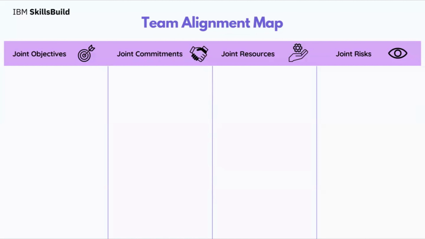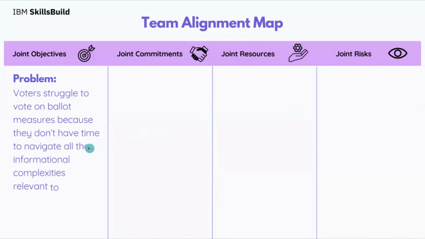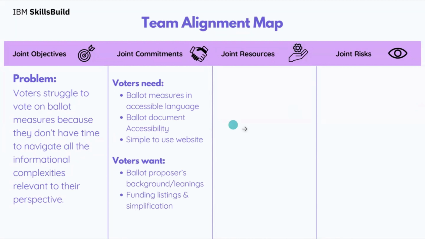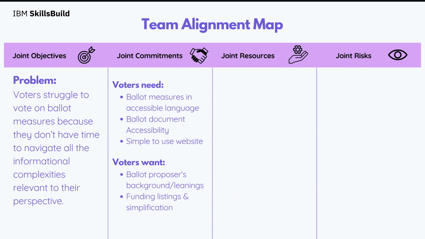So moving on, we first developed a team alignment map here. We identified the problems here, the voters' needs and expectations. Thank you, Shiling. And for my part, I will go over the joint resources.